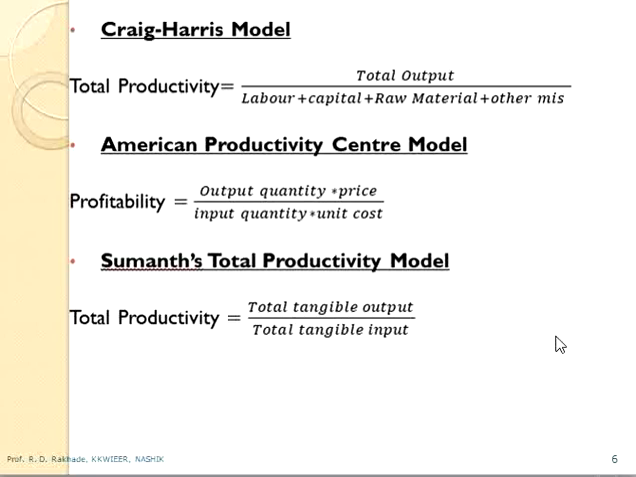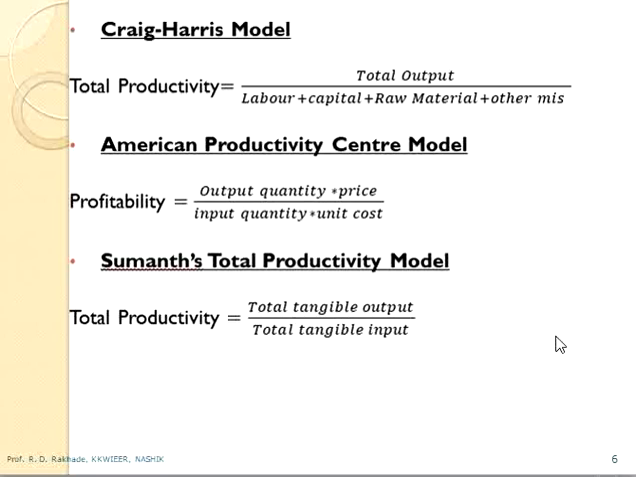The second model is Craig Harris. In this model, total productivity is a ratio of total output upon input, considered as labor, capital, raw material factor and other miscellaneous factors according to the given data. The next model is the American Productivity Center model, which is based on profitability. It is a ratio of output quantity into price, or you can say sale cost, upon input quantity into unit cost, called cost. So sale upon cost is nothing but profitability.